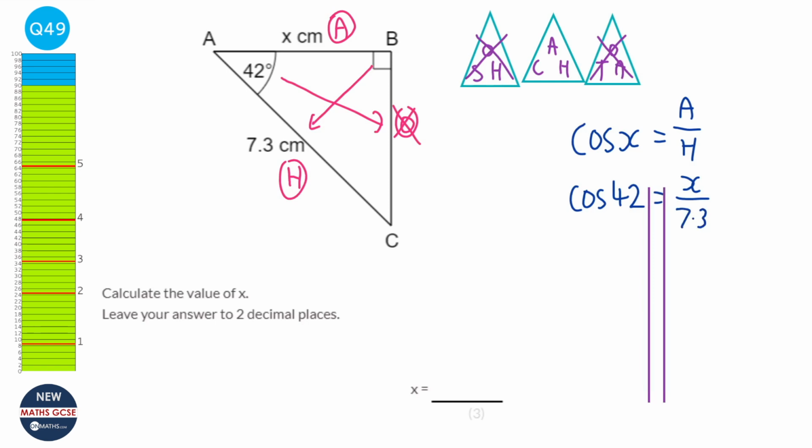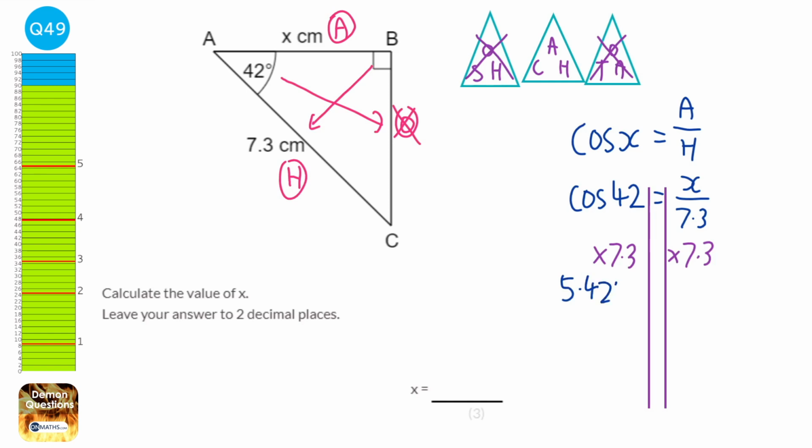So next we get our solving lines in. And notice to get x on its own, what we're going to do is just times both sides by 7.3. And when we do that, 7.3 times cos 42, and be careful when you type in cos 42, close the brackets, then times it by 7.3. A lot of calculators open brackets when you type in sine, cos or tan. And we get 5.424 and so on, equals x. So round to two decimal places, it will be 5.42.